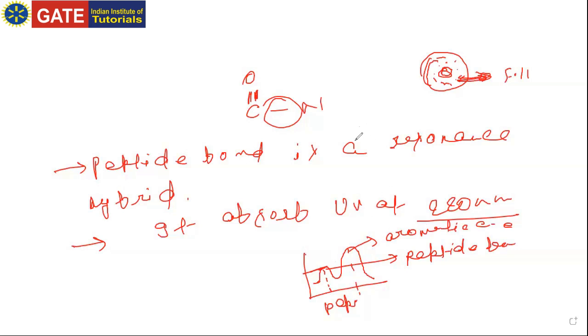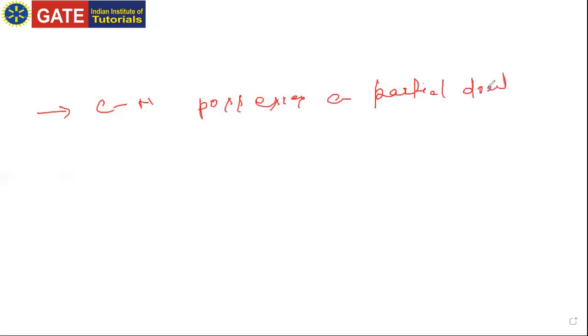Okay, and one more thing about the CN bond. Already I told you, the peptide bond, the CN bond, possesses a partial double bond character. Why? Because of resonance hybridization.